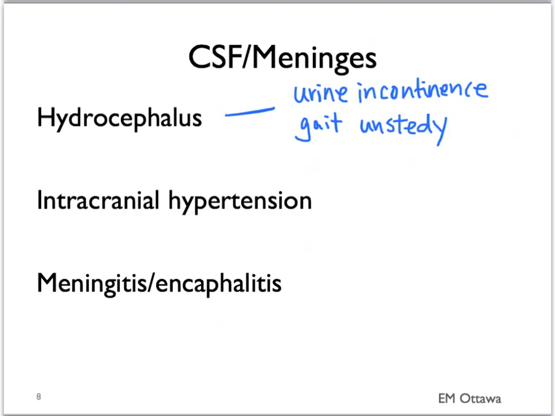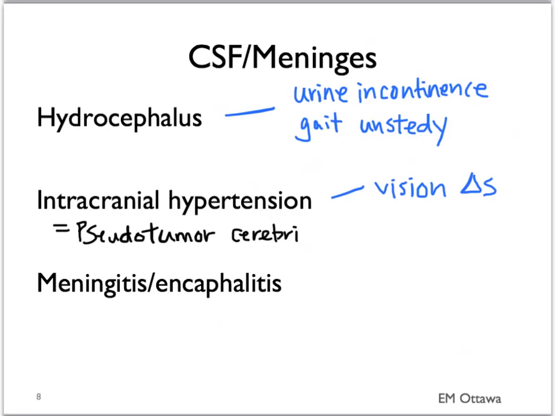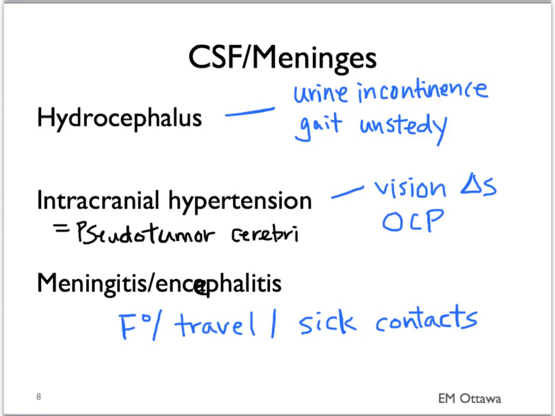For intracranial hypertension or pseudotumor cerebri, we will ask about vision changes and the use of oral contraceptive pills. For meningitis and encephalitis, we need to ask about history of fever, travel, sick contacts, and their vaccination history.